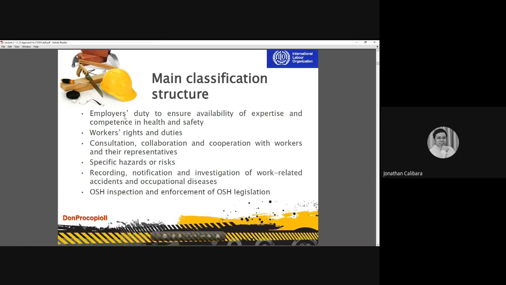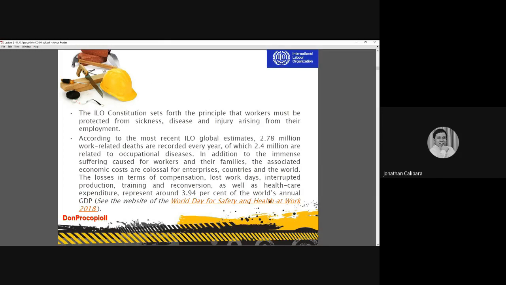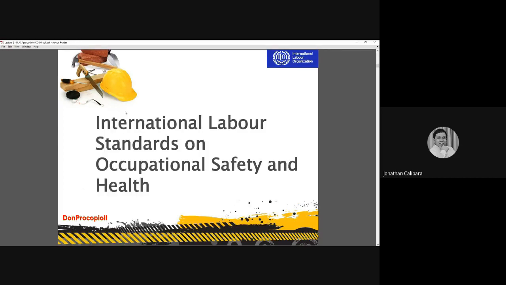Okay, let's go to the next slide. It's all about the International Labor Standards, Occupational Safety, and Health. It's all about ILO. So here, in this slide, I will not read. ILO is defined about the workers' protection. So the workers are protected in the ILO constitution.